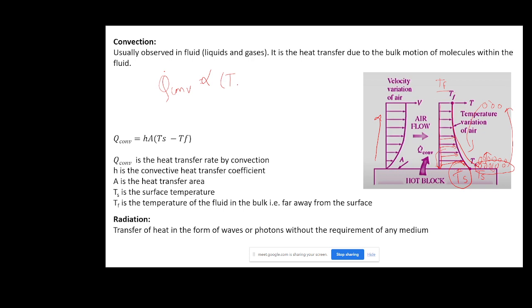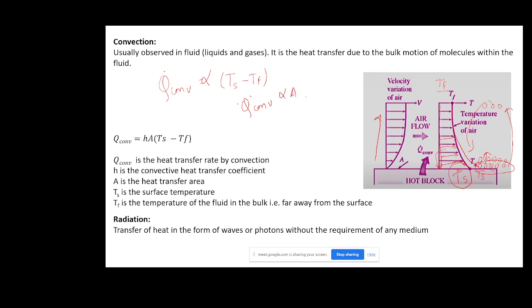Okay, the more the temperature difference, the more the density difference and the more the transfer will be. So it will depend on the temperature difference, Ts minus Tf, and also the area, because the more the area of hot blocks or air is exposed to each other, the more the transfer. So Q convective also depends on the area.